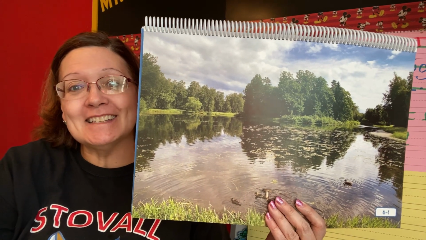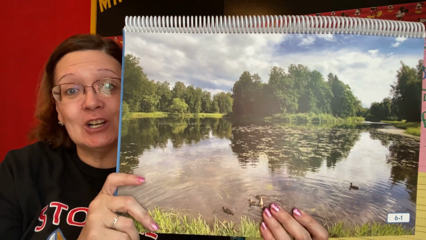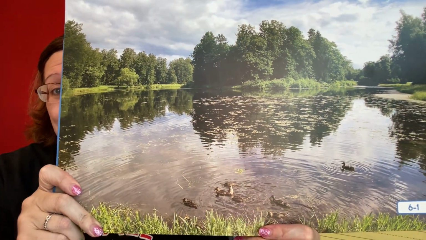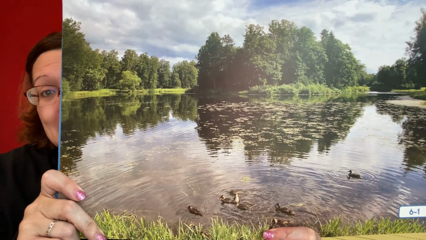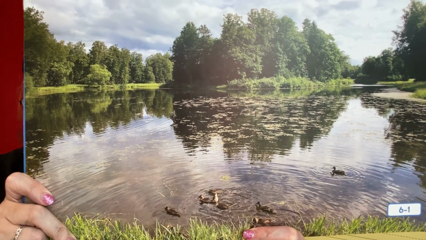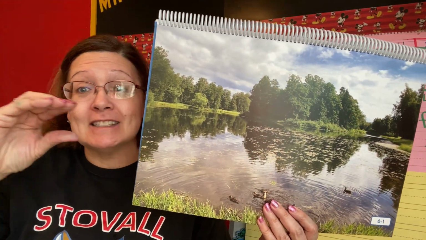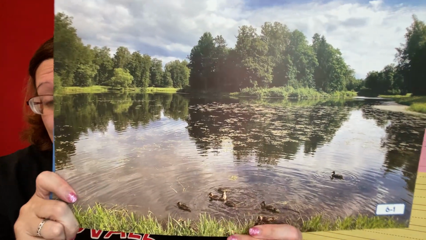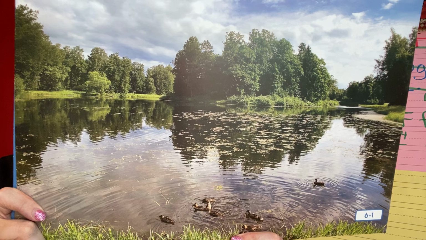Hi, boys and girls. Okay, so we are learning about the habitat called a pond. Can you say pond? Pond. The pond habitat has shallow water. That's one of our vocabulary words. Shallow means not very deep. Shallow water, and has land around all sides.